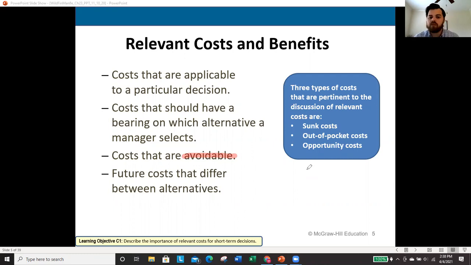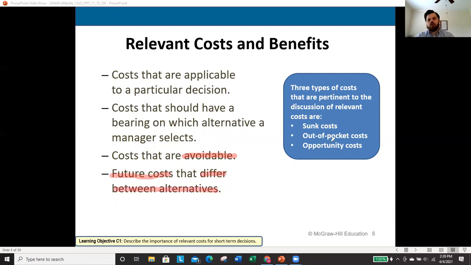Now, certainly there may be some fixed costs that overlap the alternatives, right? But those tend to not be relevant because if it will be the same, regardless of which alternative I choose, it's not truly avoidable. And so I will not want to influence my decision based on that portion of my cost. And another thing here, of course, is that these are future costs. So that's important that they differ between the alternatives.